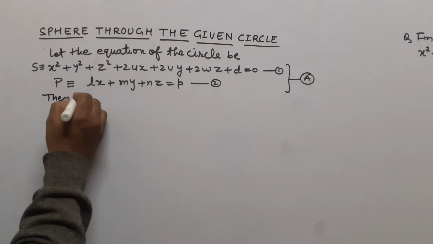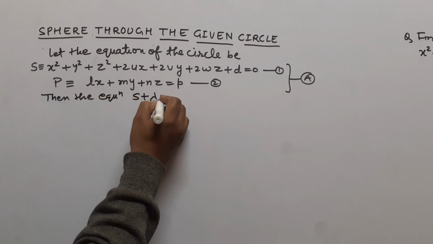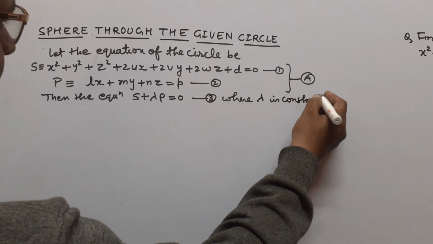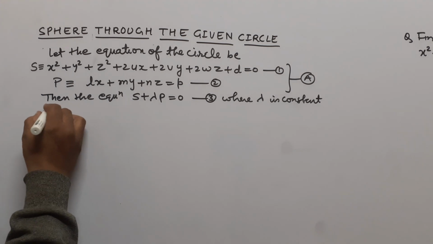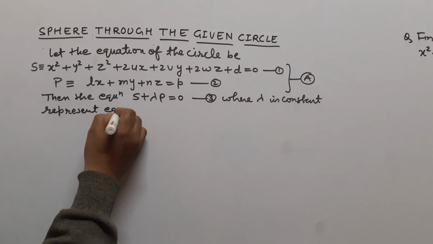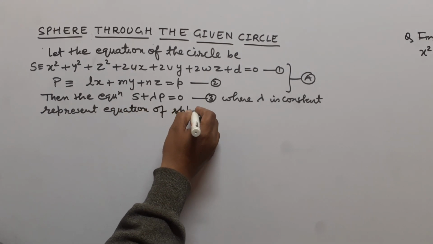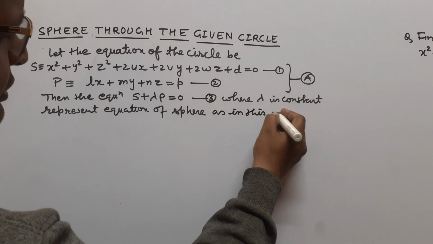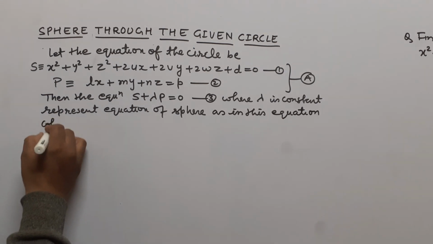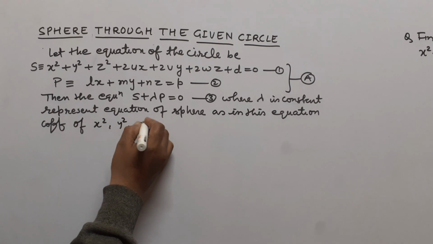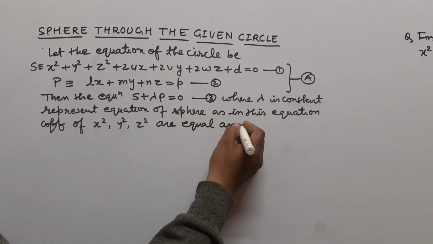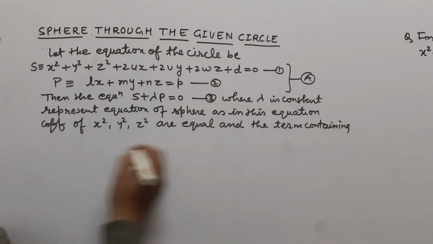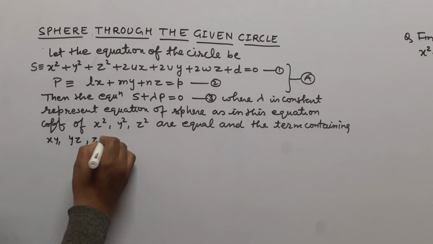Then the equation S plus lambda P is equal to 0, where lambda is a constant, represents the equation of a sphere, as in this equation the coefficients of x square, y square, z square are equal, and the terms containing xy, yz, zx are absent.